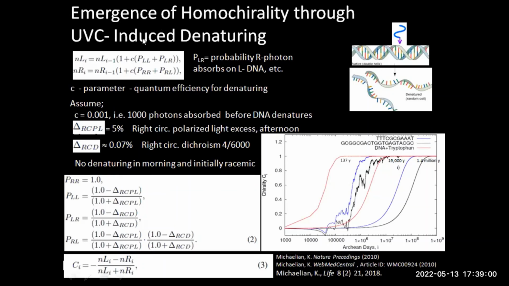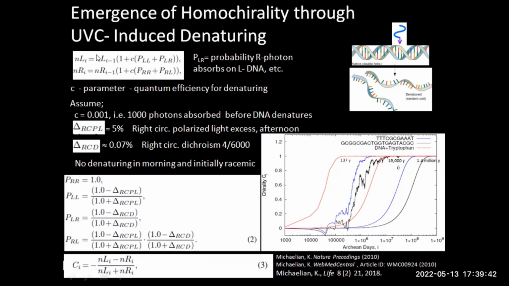how homochirality would have emerged through this UVC-induced denaturing. And we do that with a very simple equation, which is a recursion equation, which just specifies the number of left-handed DNA structures in a given generation, i, okay? It's equal to the number of left-handed DNA in the previous generation times 1 plus some factor, which depends on the probability of absorption, because remember, to replicate, and this is indicating how many left-handed DNA we're going to find in the next generation.